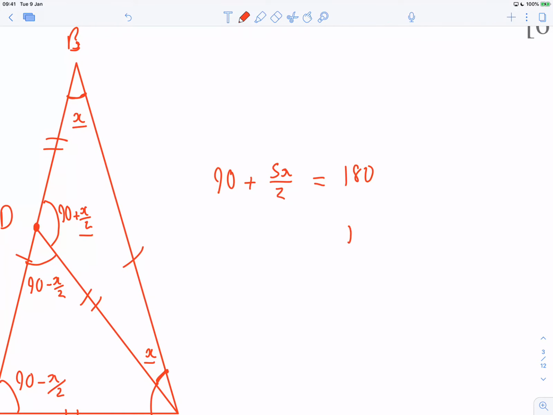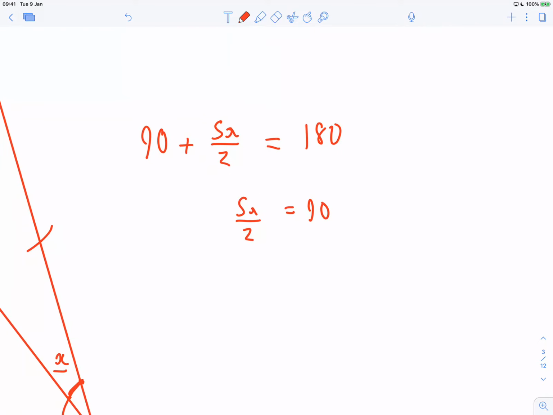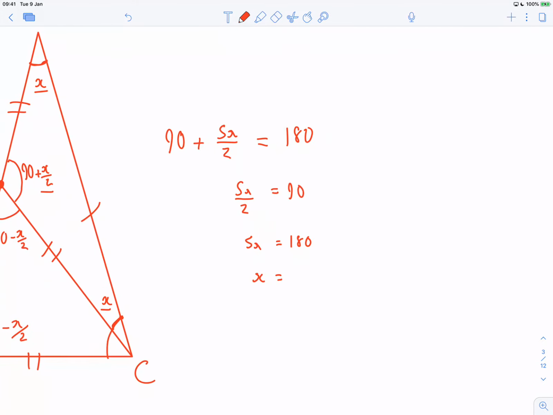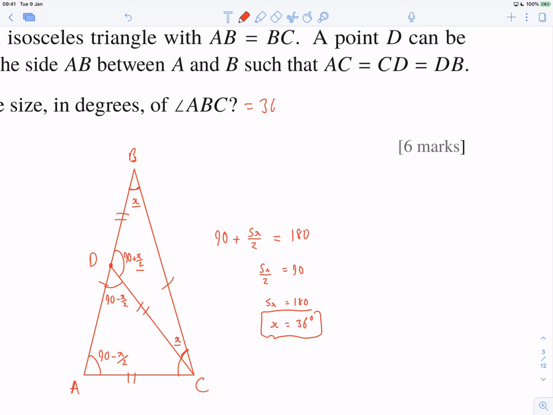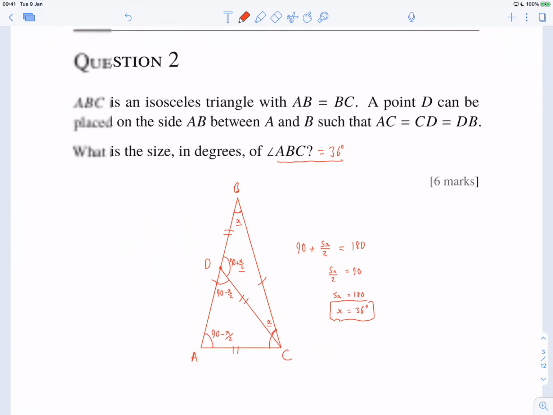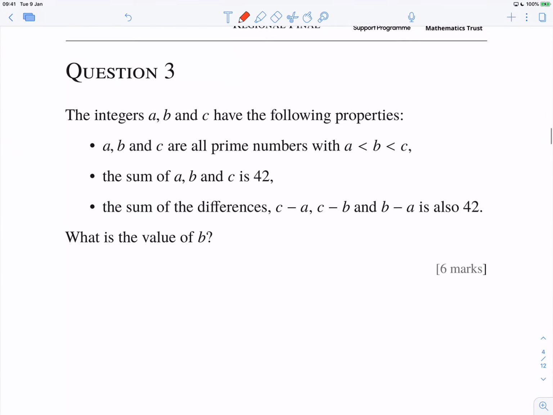And now I just solve for x. So if I subtract 90, so 5x over 2 equals 90. So if I times by 2, I get 180. So 5x is 180. So x is that divided by 5. Or if I divide it by 10 and then double it, 2 lots of 18 is 36. So the angle must be 36 degrees. Yeah, pretty tame so far.